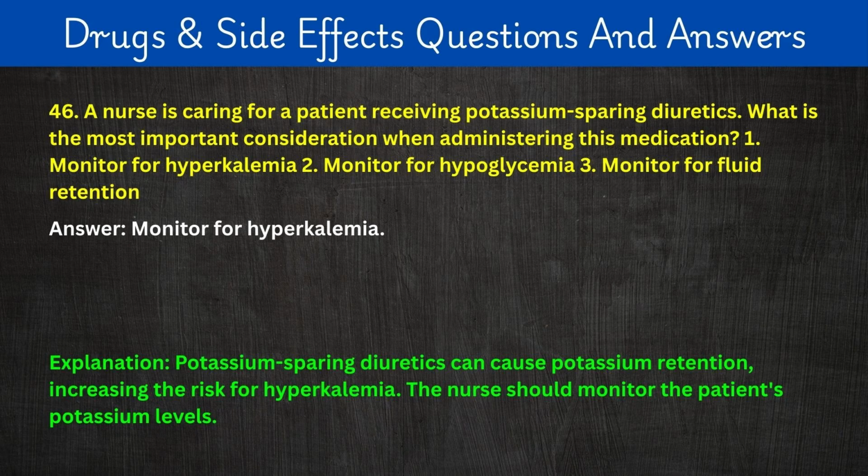46. A nurse is caring for a patient receiving potassium-sparing diuretics. What is the most important consideration when administering this medication? 1. Monitor for hyperkalemia. 2. Monitor for hypoglycemia. 3. Monitor for fluid retention. Answer: monitor for hyperkalemia. Explanation: potassium-sparing diuretics can cause potassium retention, increasing the risk for hyperkalemia. The nurse should monitor the patient's potassium levels.